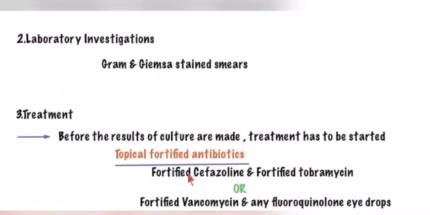So we are giving a combination of two drugs in both the options we have focused on here. The first one is fortified cefazolin and fortified tobramycin, a combination of two drugs. And next is fortified vancomycin and any fluoroquinolone which is commercially available. So both these options, any one the doctor can prescribe to the patient according to his needs. Both the options, you can see, are a combination and not a monotherapy. Fortified means nothing but concentrated, a very concentrated medication.